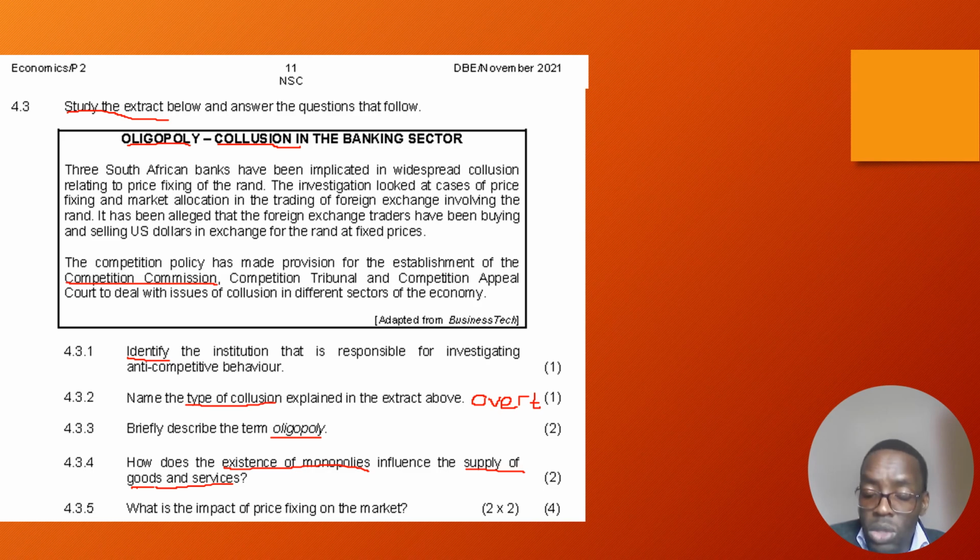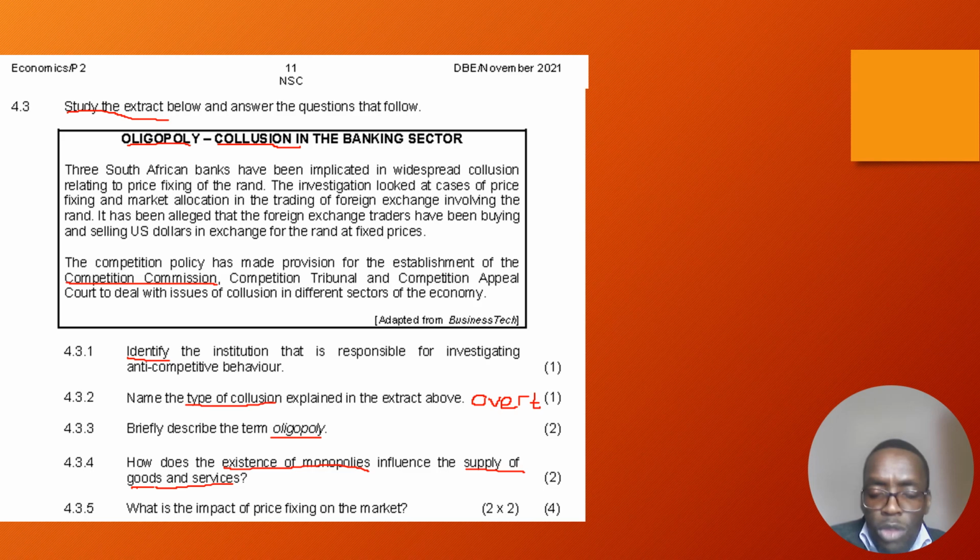Okay, it's going to end up resulting in the price of goods and services increasing. So it means that now, because there is limited supply and the demand has remained unchanged, you and I would agree that we would obviously have an increase in the price of the goods and services.